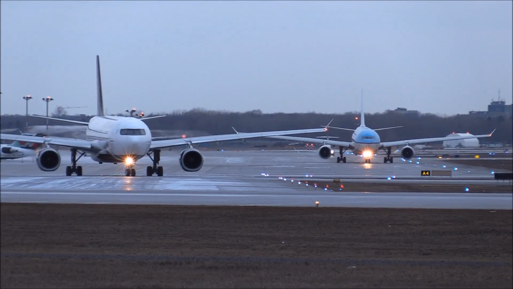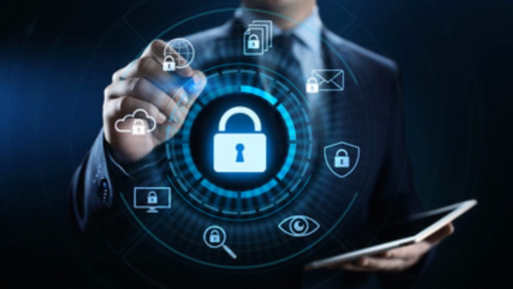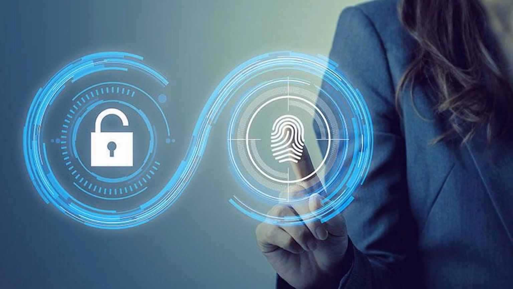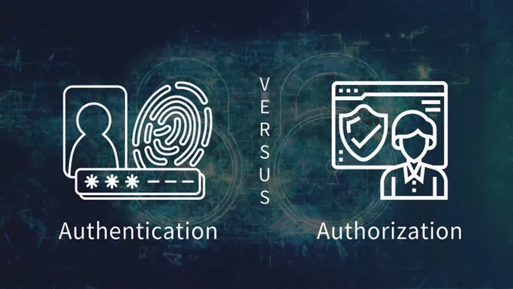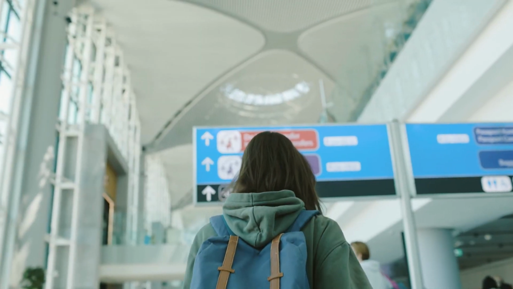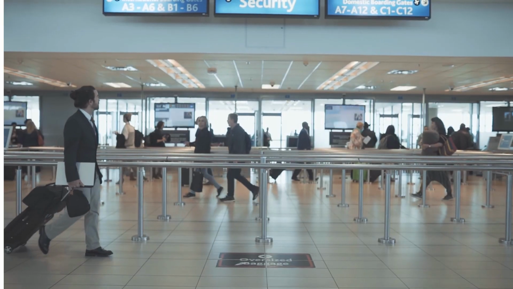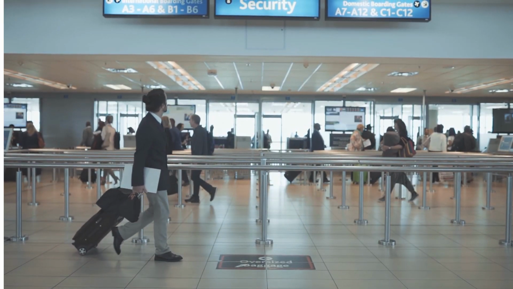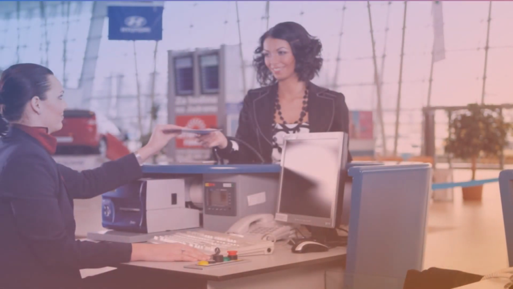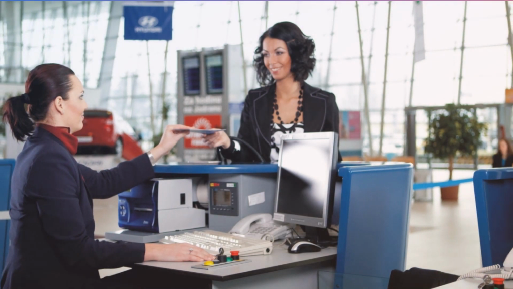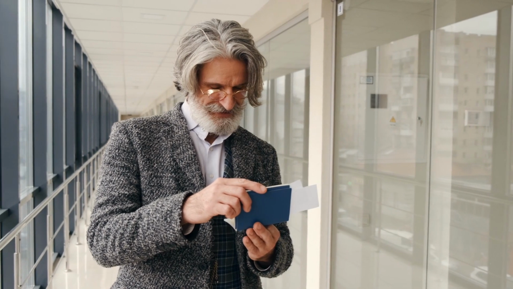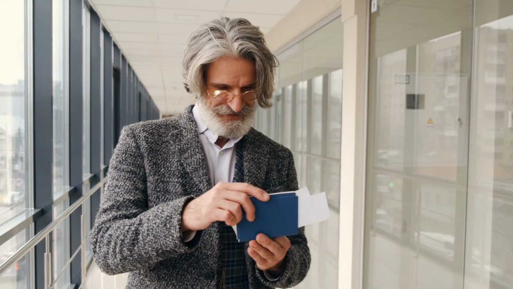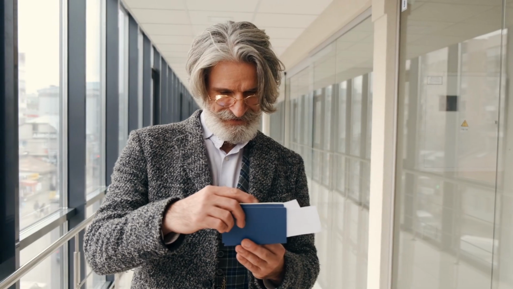In the context of flight booking system, security involves two important aspects: authentication and authorization. Let's use an example to explain these concepts. When a user arrives at an airport, they encounter an initial security checkpoint. Here, an officer verifies the user's identity by examining their passport or any other form of identification. These steps represent authentication, which establishes who the user is and confirms their identity.